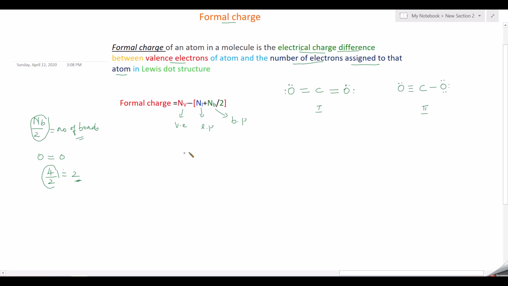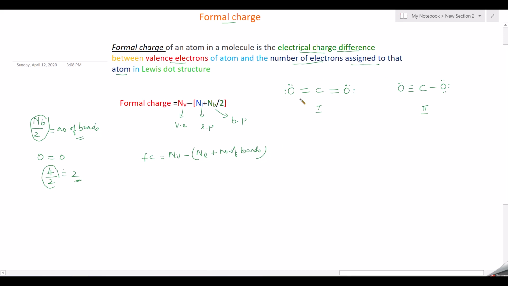So you can write the formal charge like this. Formal charge is equal to the number of valence electrons minus the number of lone pair electrons plus the number of bonds. So you can use this formula instead of this formula. So NB by 2 alone I have written as the number of bonds. Now use this formula to calculate the formal charge in this structure.